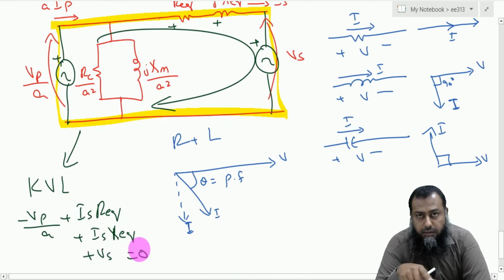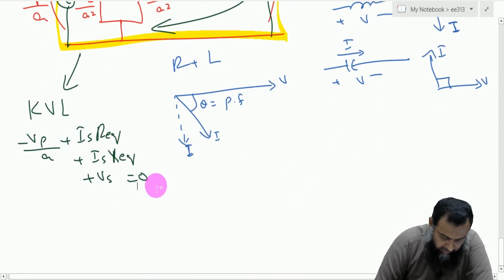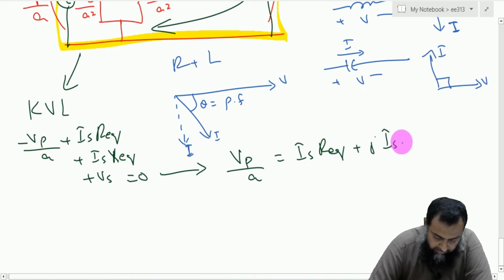Because in any closed path, the sum of the voltage should be equal to 0. So if I rewrite this particular thing, then Vp over A is equal to Is R equivalent plus jIs X equivalent plus V secondary.